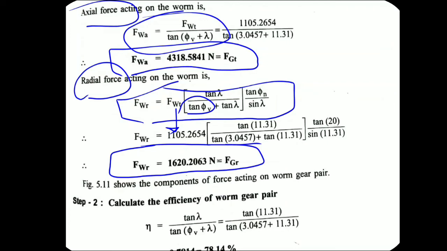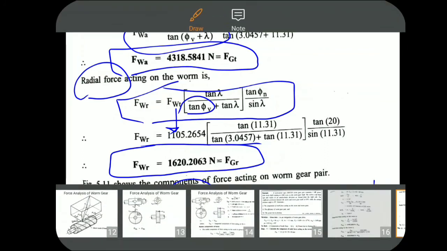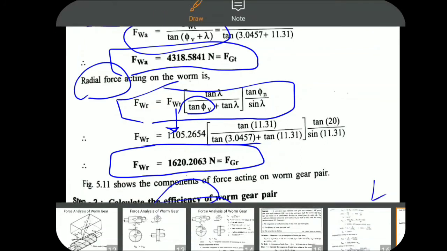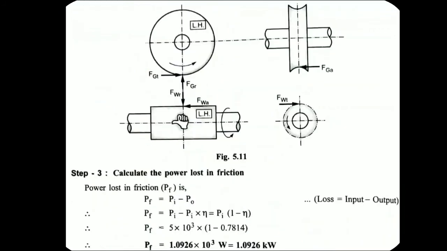So the first parameter we have covered, as they expected, that is the component of the force. Next, they are asking to calculate efficiency. We know the efficiency is equal to tan of lambda divided by tan of phi v plus lambda. All things we know. The efficiency will be, I have written here, 78.14, correct. So that is 0.78. So the second part is over. This will be the efficiency.